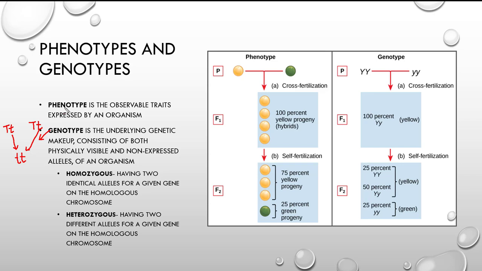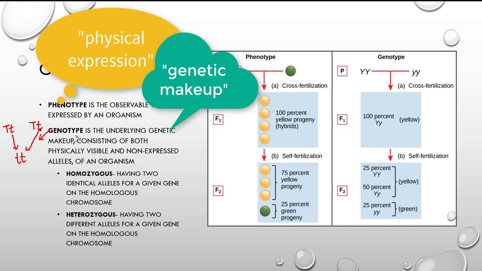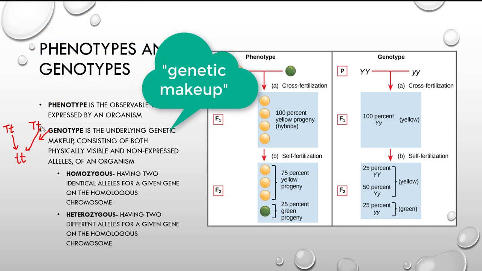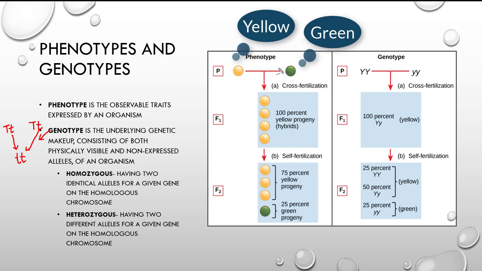All right, so again, phenotype is the physical expression of the trait. The genotype, think genetic makeup, what the genes say. Here's an example showing that, going back to Mendelian genetics. The phenotype is the physical traits. You can see here we have a yellow pea and a green pea, so we're talking about the characteristic of the color of the seed. We have yellow and we have green.